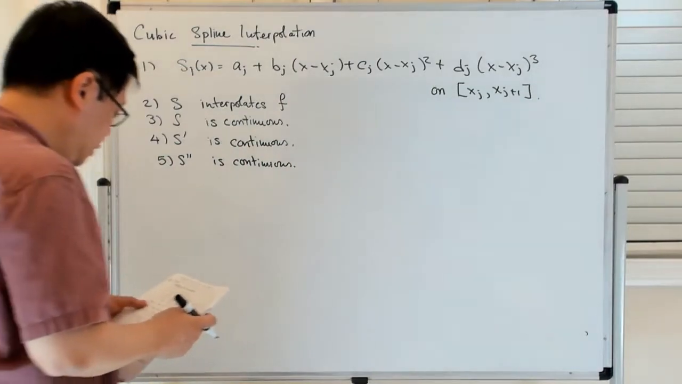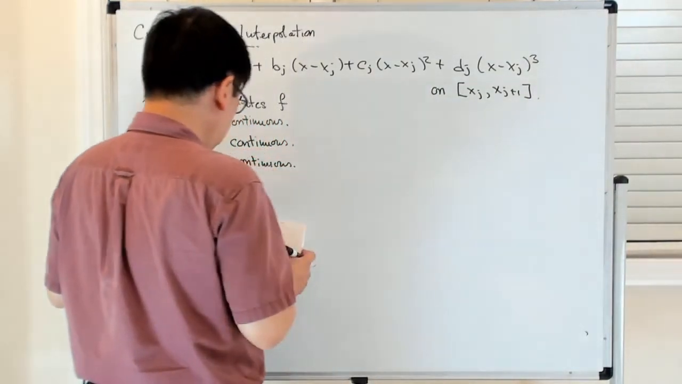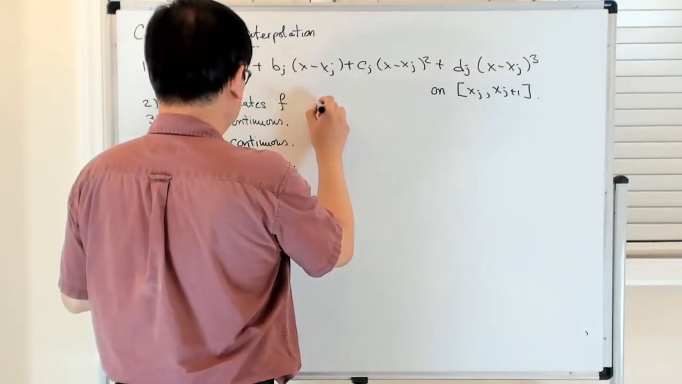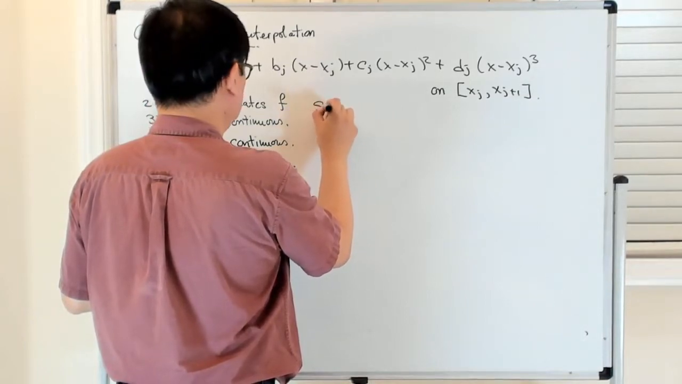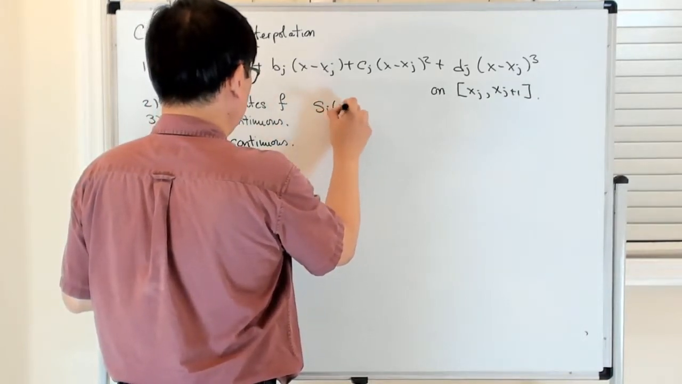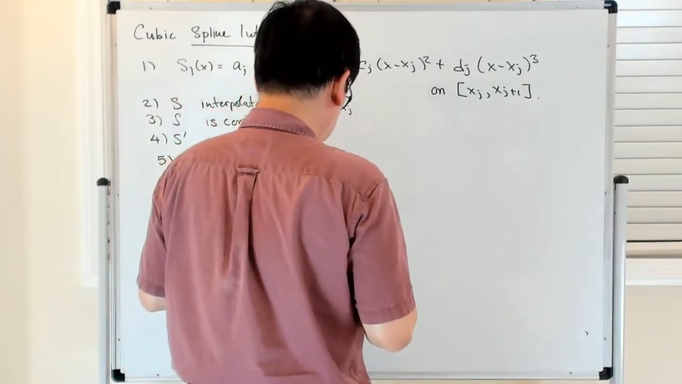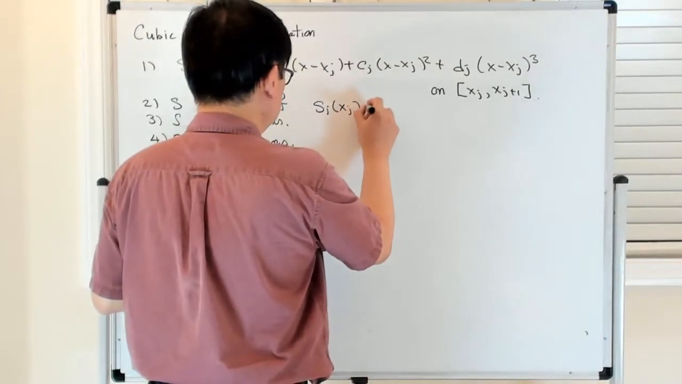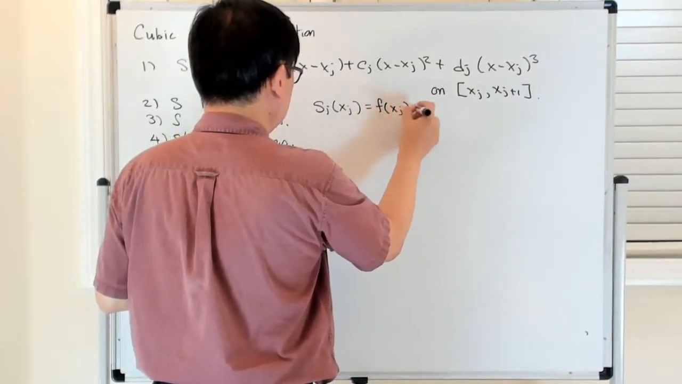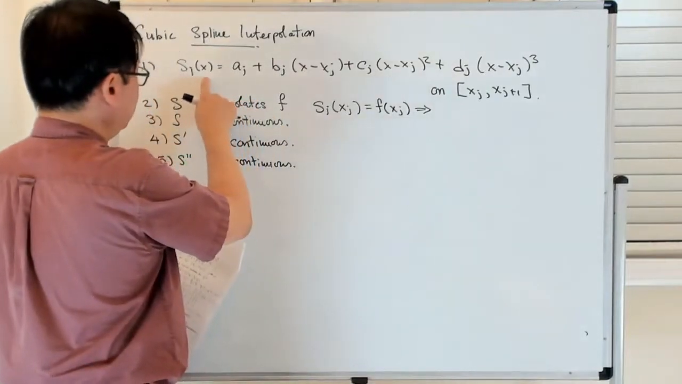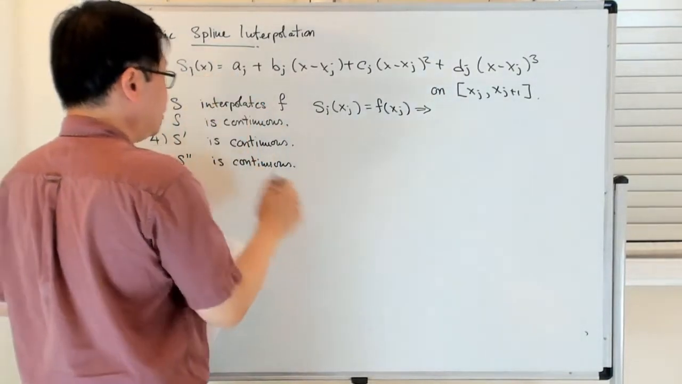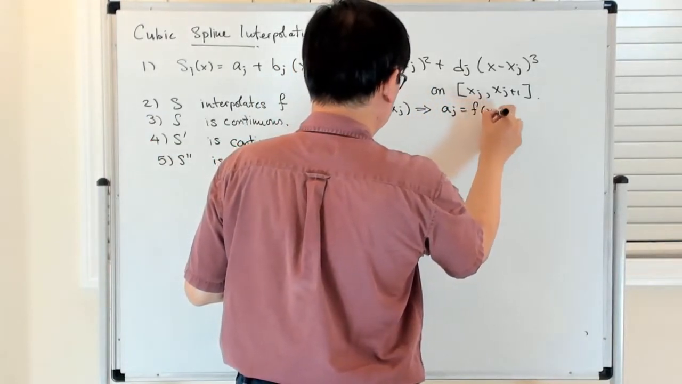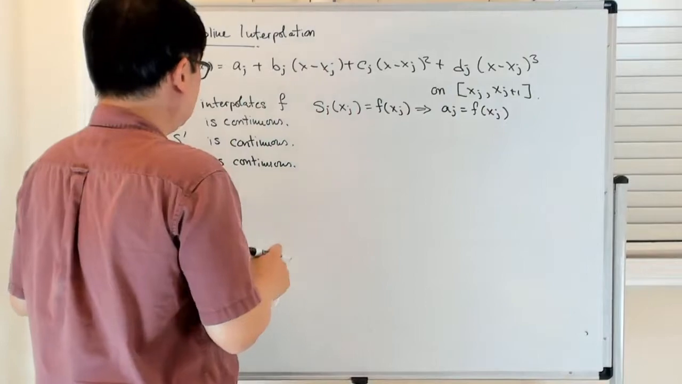All right, so we know that S interpolates F, right? So I'm going to write this as S_j at x_j equals F at x_j. So S_j(x_j) is just a_j, so this implies that a_j is equal to F at x_j. So we already have all the a's just from the interpolation condition.